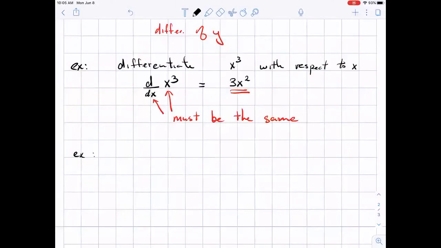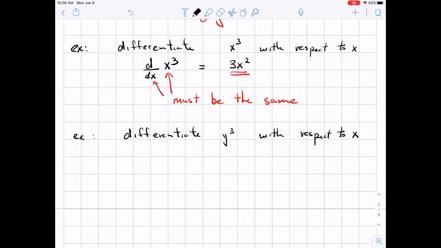So if we look at another example now, where we have to differentiate y cubed with respect to x. When we say with respect to x, that's what we usually do; we're accustomed to taking differentiation with respect to x. So what is d now? With respect to x means I must have dx, and I'm differentiating the function y cubed.